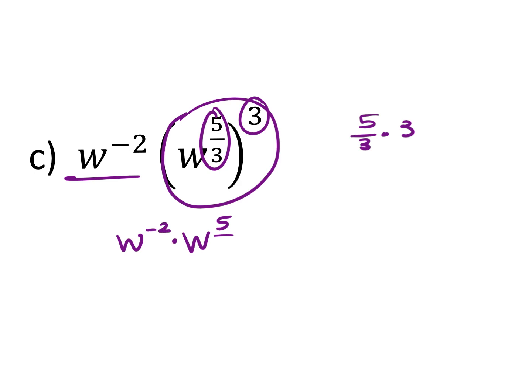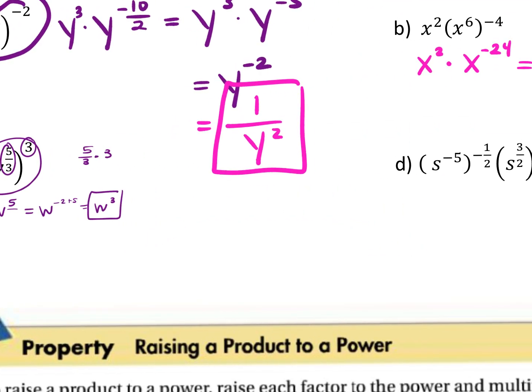What do you do with your negative 2 and your 5? Let's not move it down yet. You can, but apparently I have not taught you that yet. Add them together. Negative 2 plus 5, right? W to the negative 2 plus 5 is w to the 3rd power, and you're done. Okay? Okay, go to D.